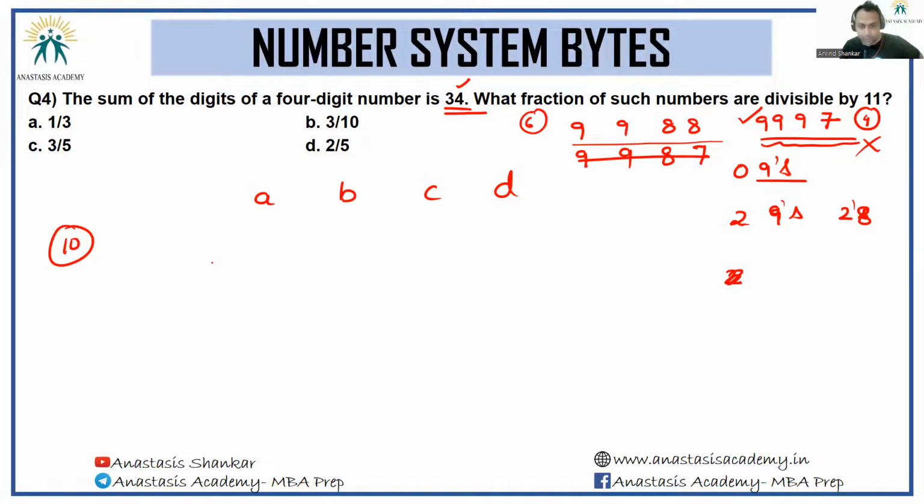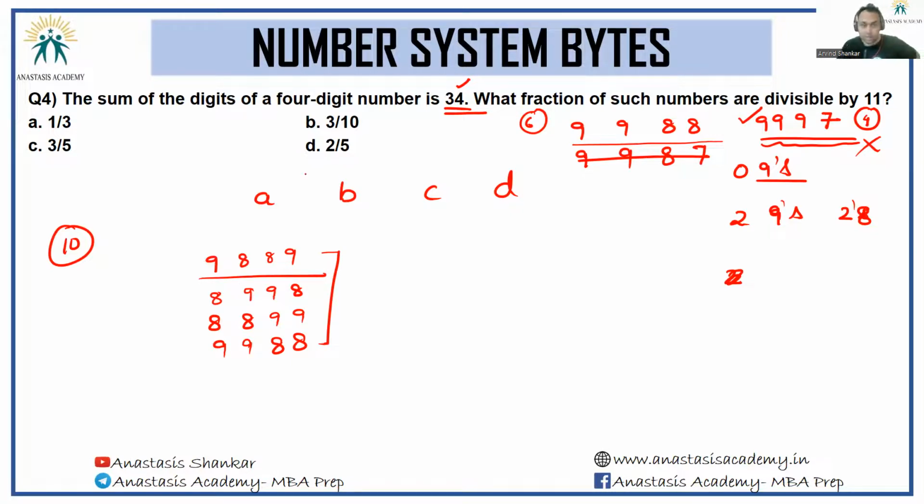Here you can potentially have 9, 8, 8, 9. This would be divisible by 11. 8, 9, 9, 8. You could have 8, 8, 9, 9, and 9, 9, 8, 8. These are the 4 numbers that will be divisible by 11.